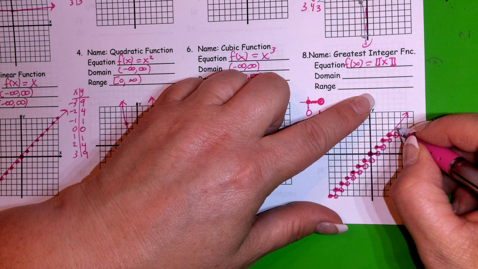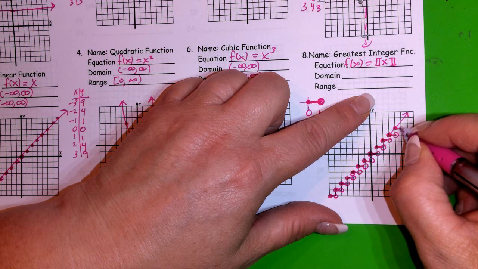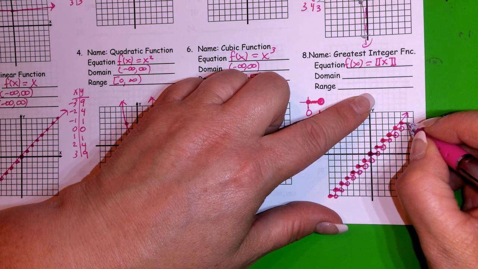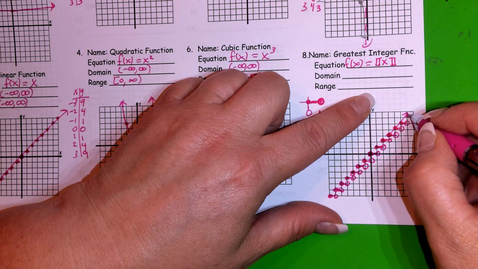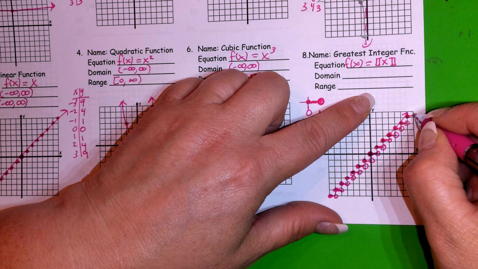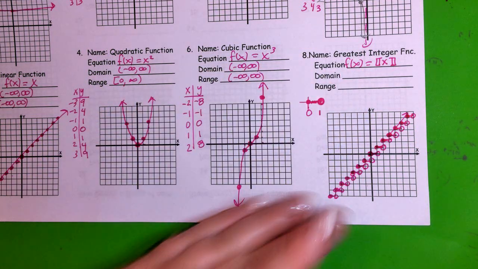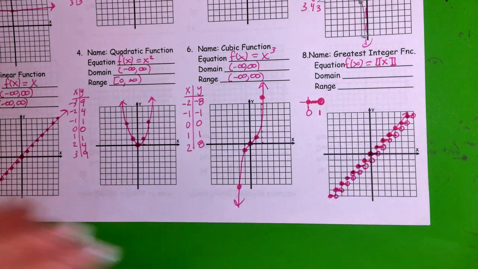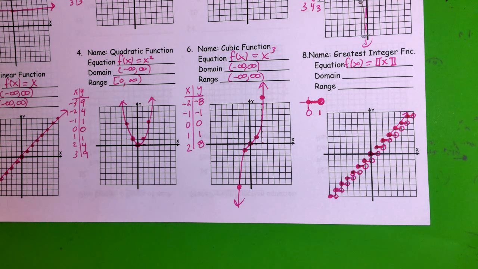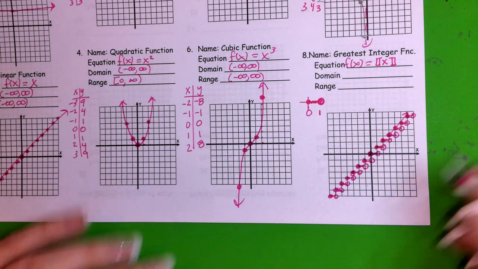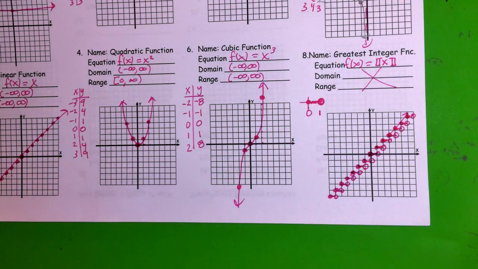Closed, open, closed, open, closed, open. I should not have drawn that arrow, because you don't want to connect these at all. Do not connect these with a line on either side. It is a step function. We're not going to talk about anything about domain and range on that.